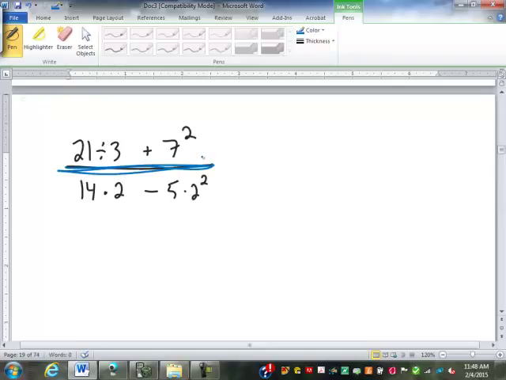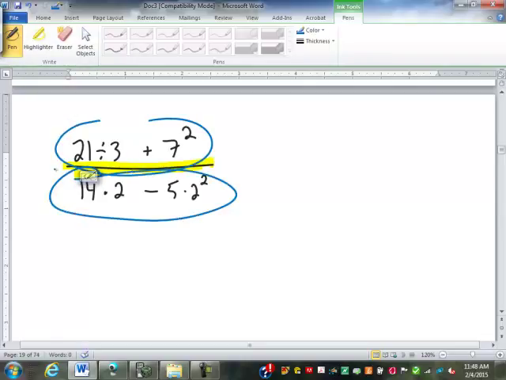Anybody? Okay, divide. Yeah, it does mean divide. It's called a fraction bar. And it does tell us to divide. But it also is an enclosing symbol. It separates part of the problem from the rest. It separates the top from the bottom. So even though it's telling us to divide, it's telling us that first we have to do everything on top, then we have to do everything on bottom, then we can divide.